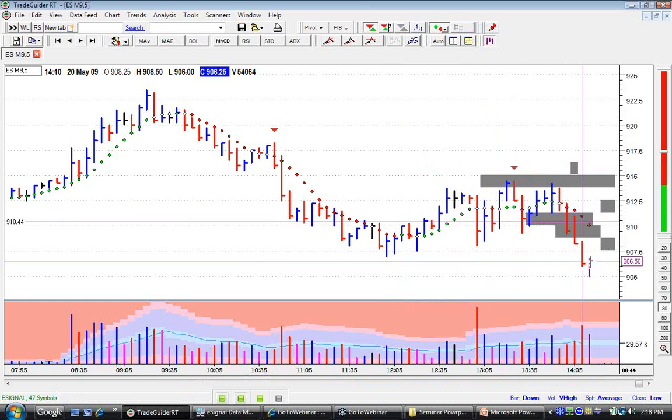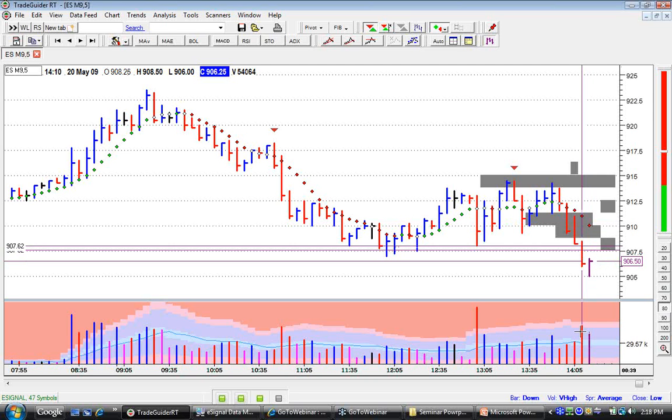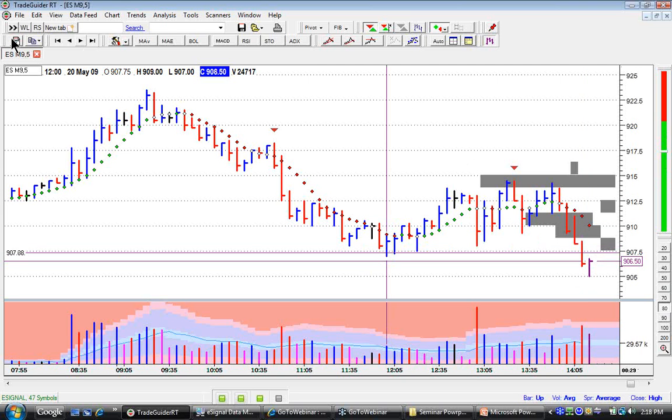Now, you want to say, where do I get in now? Where would I get in right now? Because this bar here is weak. See that high volume bar here? That's a weak bar. It's not strong, because it's taken out all of these lows. Where do you want to get in now?